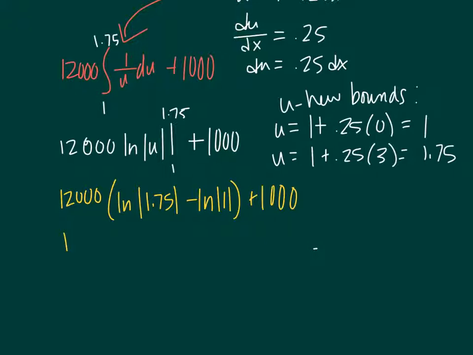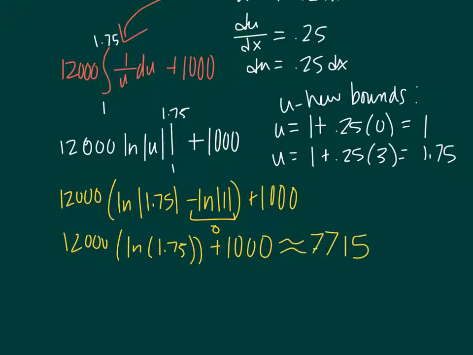So they just really love the natural log of 1, clearly. It keeps showing up. So the natural log of 1 is 0. So this is just the natural log of 1.75. And then I'm going to add 1,000 to it. And if you type all that in your calculator, you get approximately 7,715 bacteria. Yay, the end.